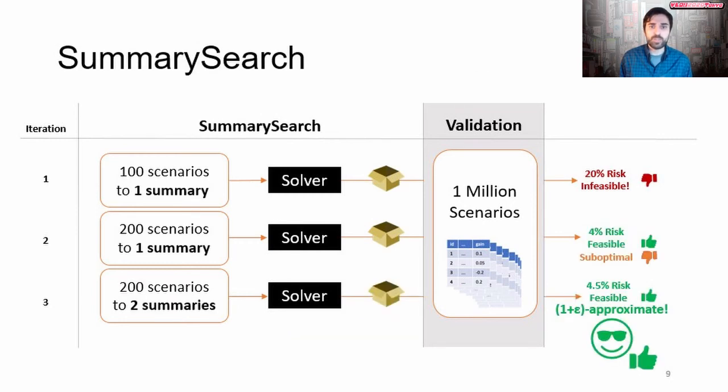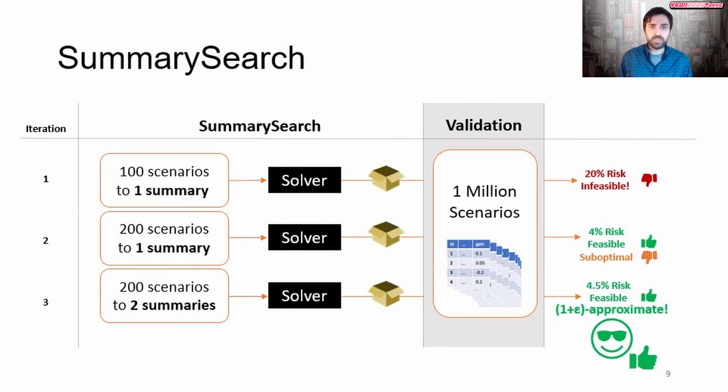Our algorithm, summary search, replaces lots of scenarios with a few succinct representations of them in a way that guides the solver towards feasible solutions early on. We call these representations summaries of scenarios. You can find all the details about how we construct summaries in the demo paper and in the full-length SIGMOD paper. Initially, we summarize all scenarios into one single summary. We test solutions with millions of validation scenarios.